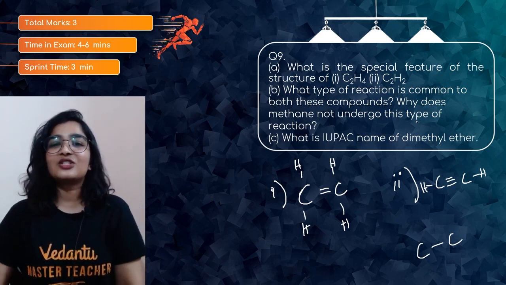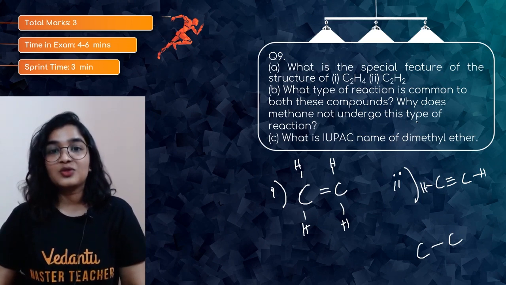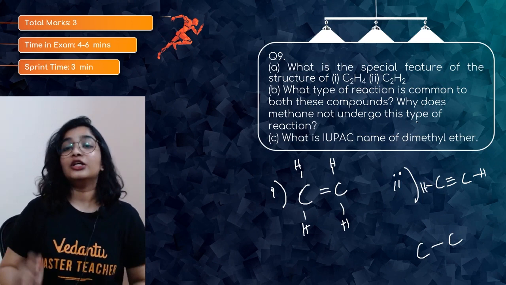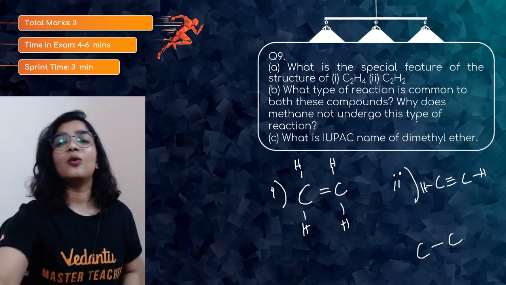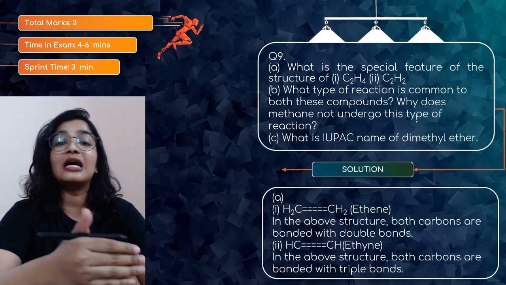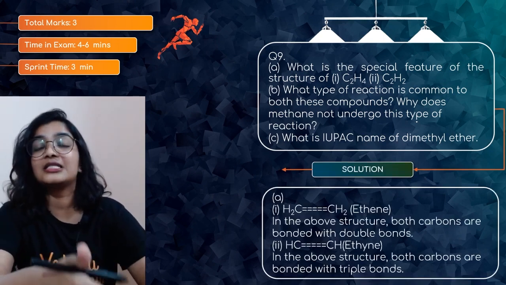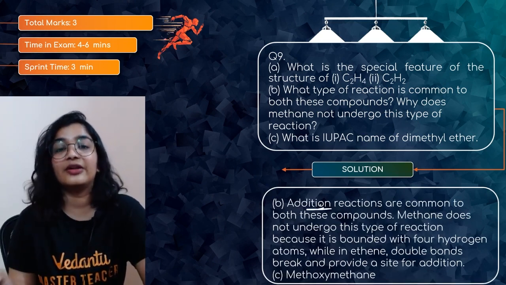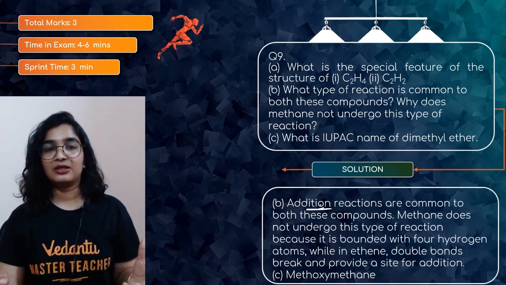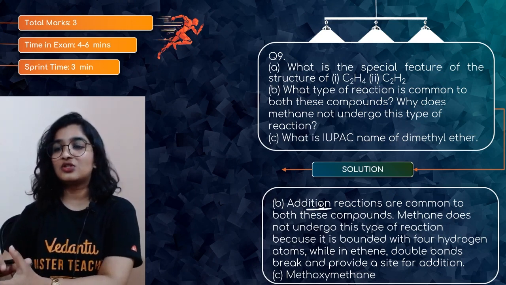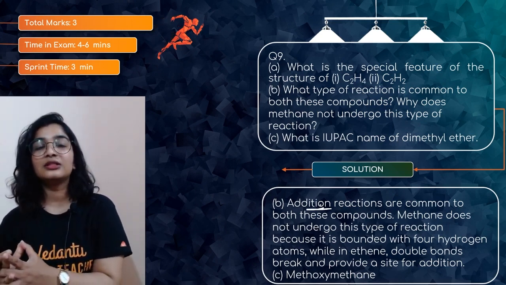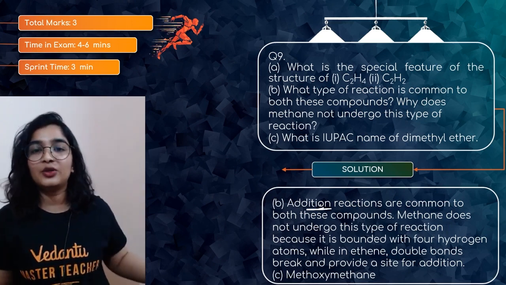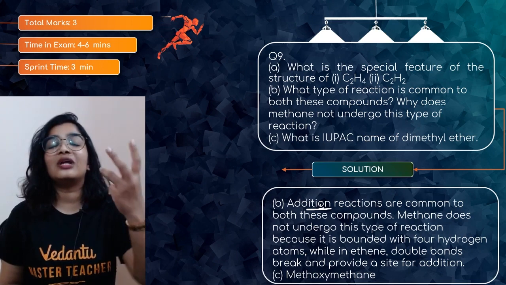What type of reaction is common to both these compounds? Why does methane not undergo this type of reaction? Okay, so here, what type of reaction? As they are unsaturated, they undergo addition reaction, right? They cannot undergo substitution. Whereas methane, as it does not have any multiple bonds, is less reactive compared to these two compounds, that is C2H4 and C2H2.